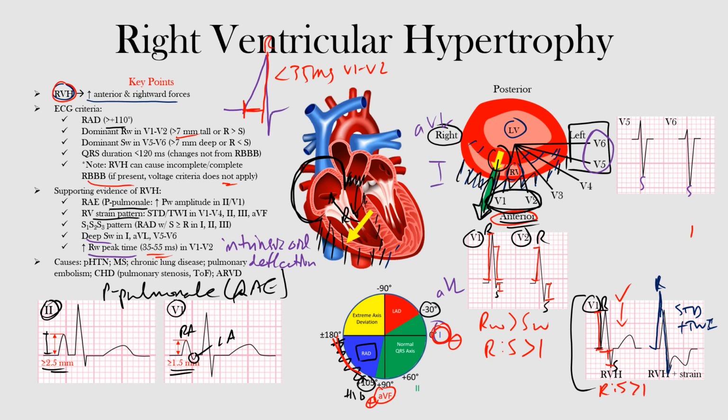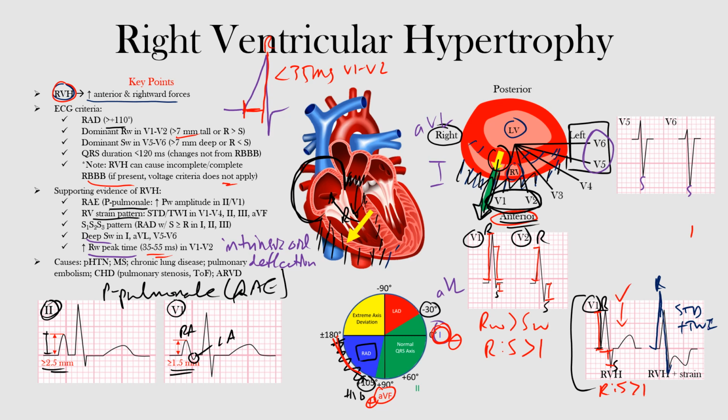Okay, now we'll see dominant R waves in V1 and V2, dominant S waves in the lateral leads, V5 and V6. The QRS duration tends to be normal. Okay, we don't want to see the right bundle branch block changes. Okay, and if you do, you don't want to use the voltage criteria.